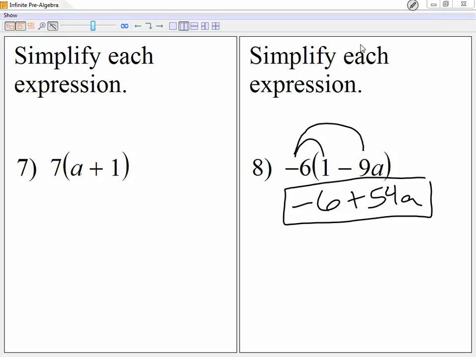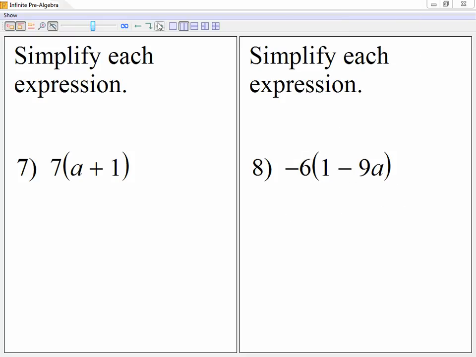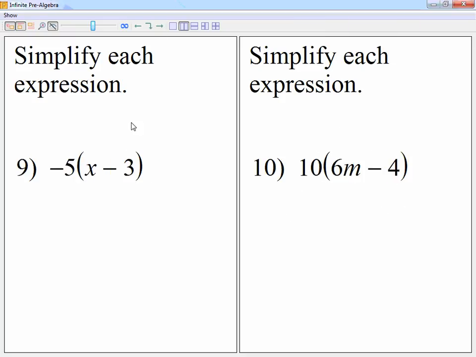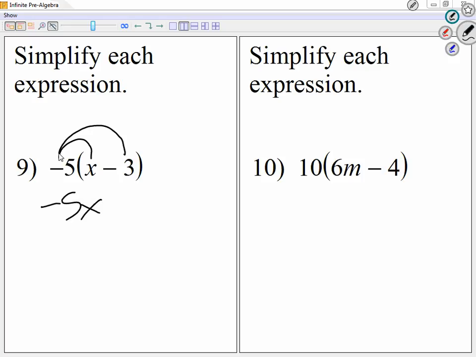Number 9. Look at number 9. Let me multiply negative 5 times x, and I'm going to call that negative 5x. Remember, number and the letter put together means times. And then negative 5 times a negative 3, I'm going to call that positive 15. Remember, negative times a negative gave me a positive.